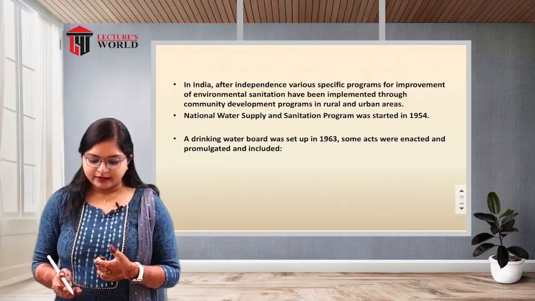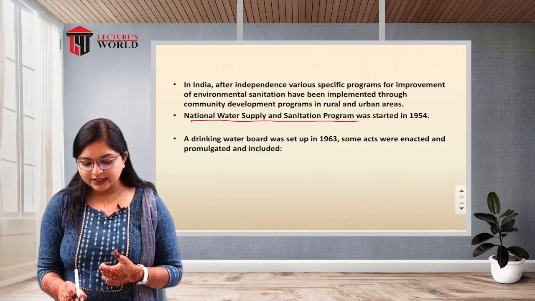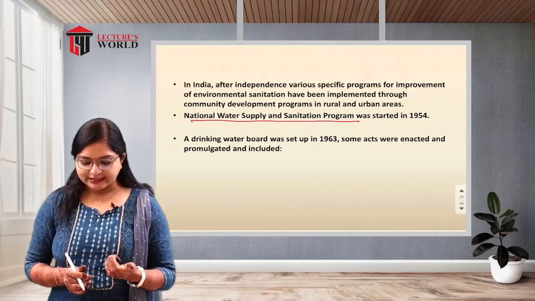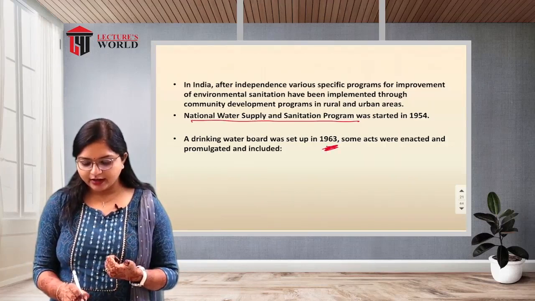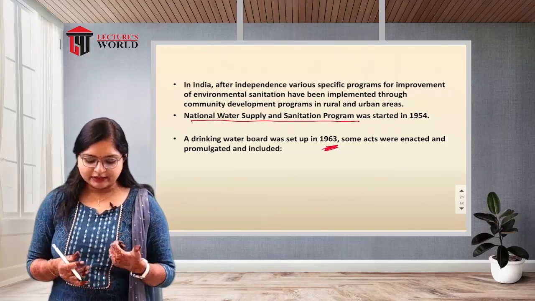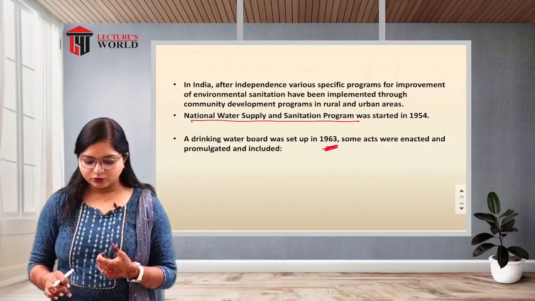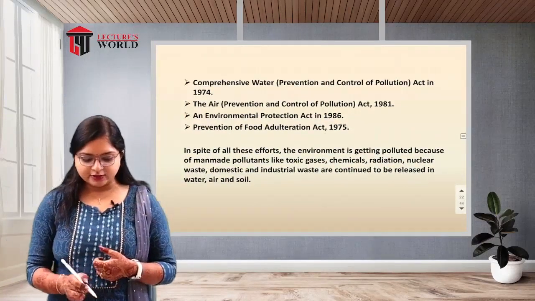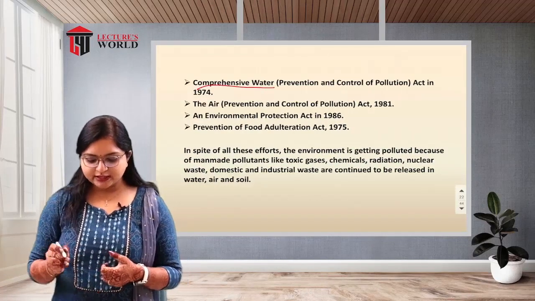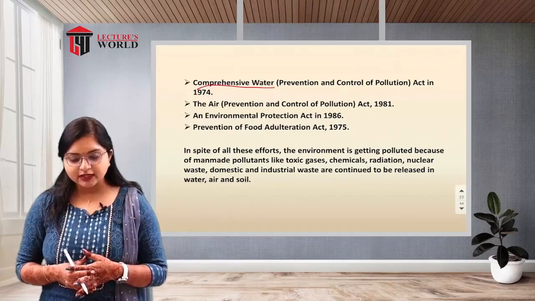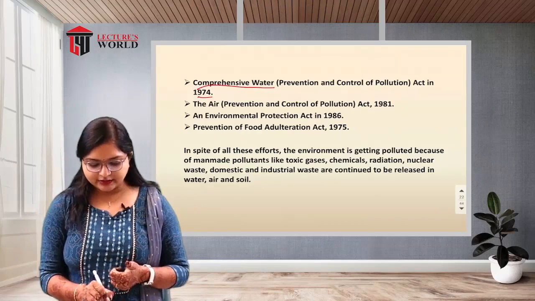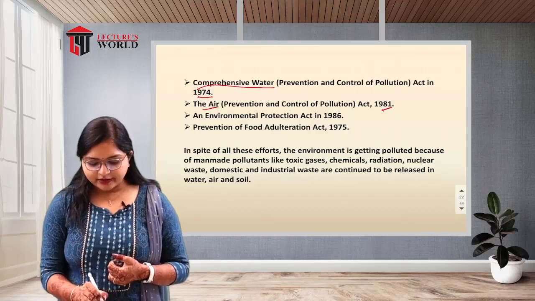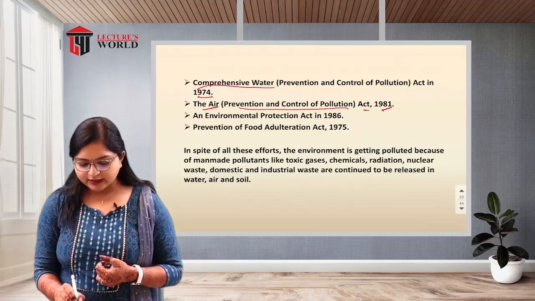The National Water Supply and Sanitation Program was started in 1954. After that, a drinking water board was set up in 1963, and some acts were enacted and promulgated. These acts are: first, the Water (Prevention and Control of Pollution) Act, enacted in 1974. In 1981, the Air (Prevention and Control of Pollution) Act was enacted.